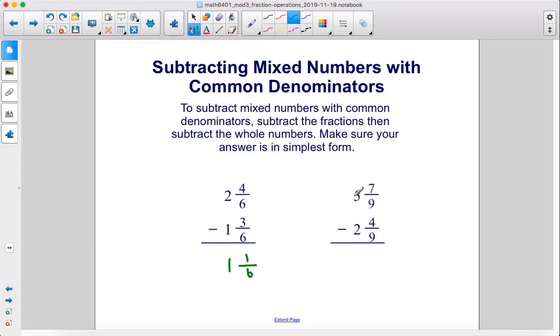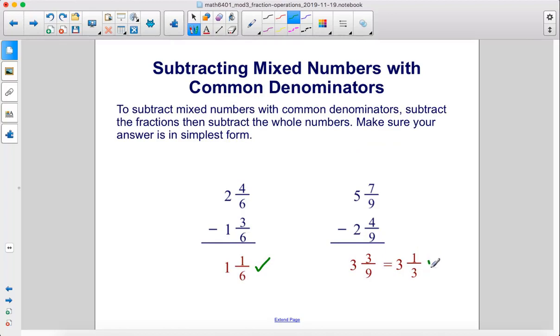Over here we have 5 and 7/9 minus 2 and 4/9. 7 minus 4 is 3 over 9, and then 5 minus 2 is 3. 3/9 can be simplified. The answer is 3 and 1/3. 1 and 1/6, 3 and 1/3.